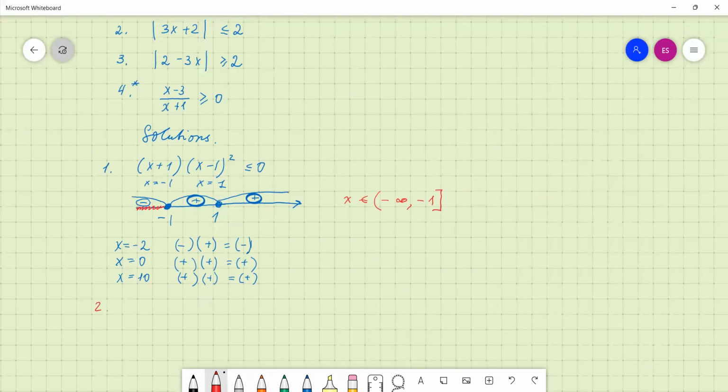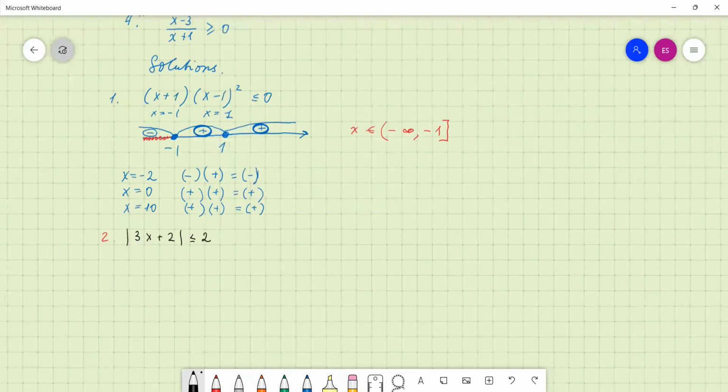My second inequality is an absolute value inequality. I want to change to black color. Absolute value of 3x plus 2 less or equal than 2. So I'm going to write this inequality as a double inequality: 3x plus 2 less or equal than 2 and greater or equal than negative 2. Now I'm going to subtract 2 from all three parts of the inequality and get minus 4 less or equal than 3x, and here 2 and 2 cancel, and minus 2 and 2 give me 0. Now I'm going to divide by 3. It's going to give me minus 4 over 3, here x, and 0 divided by 3 is still 0.